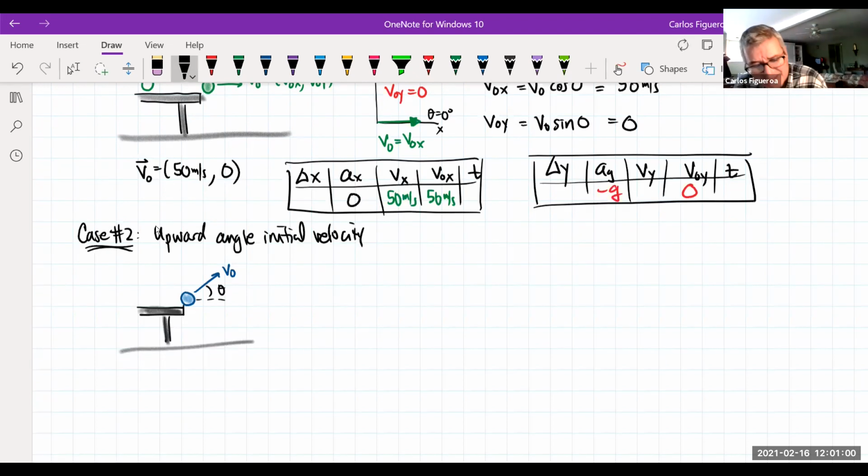Now, for the sake of simplicity, I'm going to give some arbitrary values. We started with 50 meters per second earlier, and for some odd reason, I'm going to pick an angle of 37 degrees. Now, could I pick some other angle? Of course I can. But remember, I'm trying to make a big deal out of these initial velocities, because there's going to be 30% of you that are going to get the initial velocities incorrect on quizzes and exams.